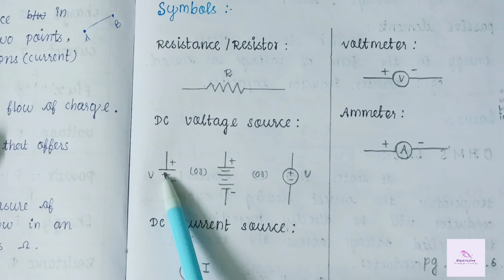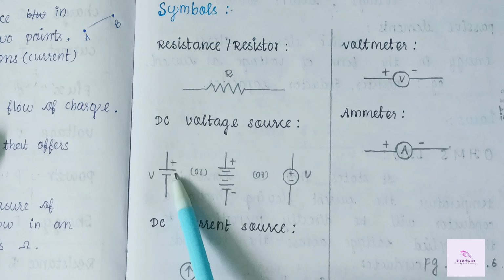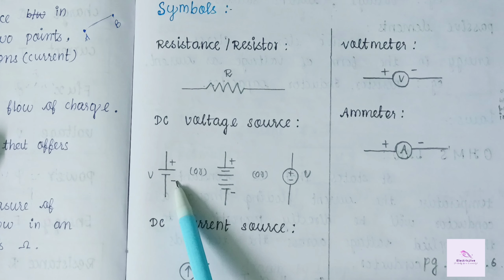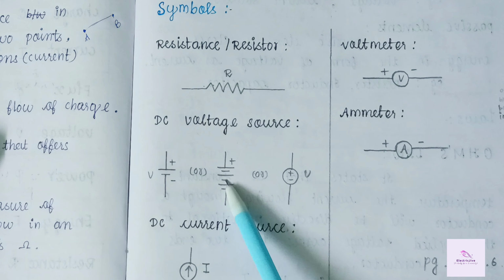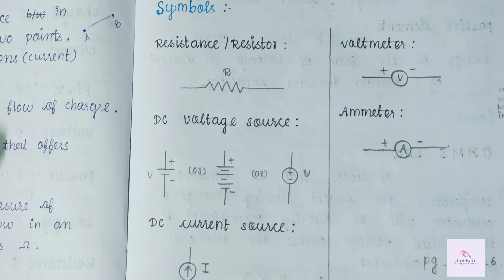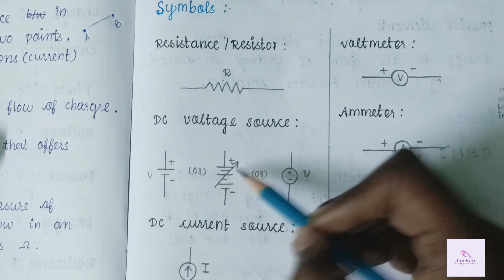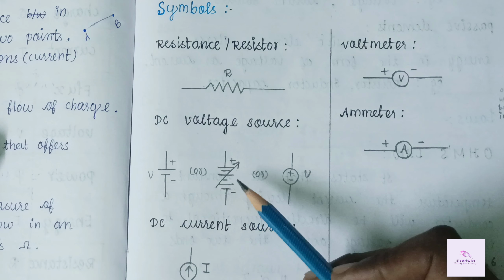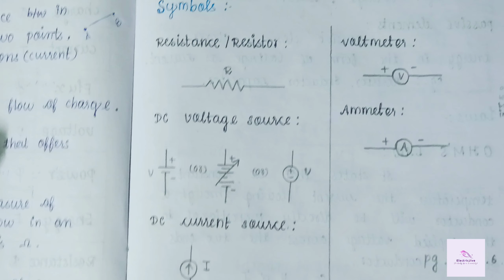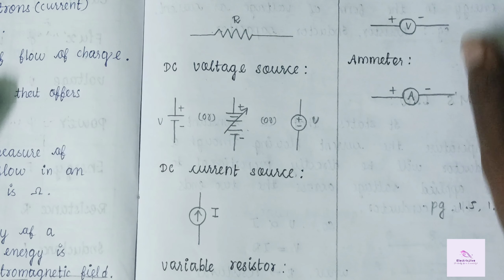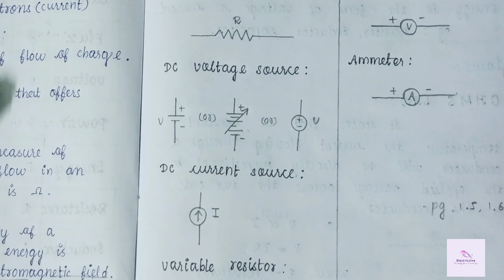They are one long line and one short line. The long line denotes the positive and the short line denotes the negative. It is also a voltage source, a DC voltage source. If the arrow mark is like this, it is said to be a variable voltage source, a variable DC voltage source. Then DC current. The DC current symbol is this and it is denoted as I.